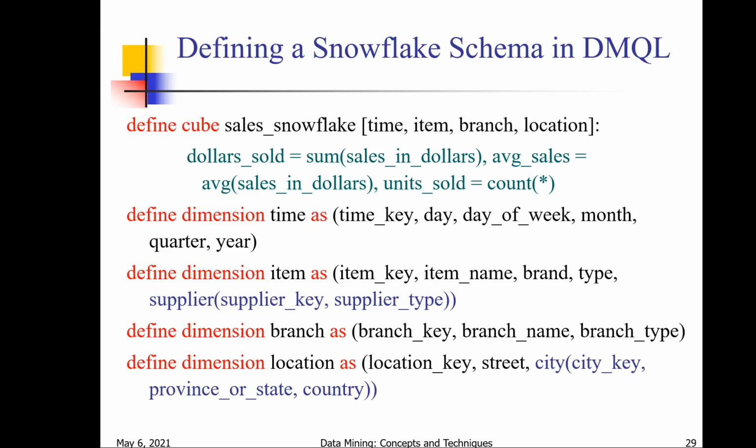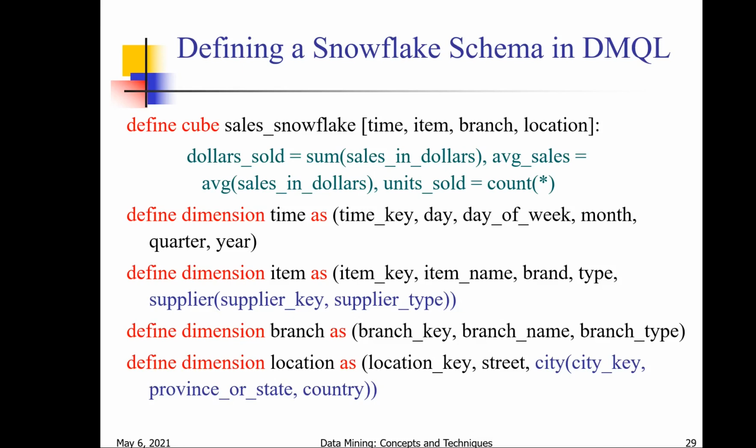So in that, the supplier table is there. So item is connected to supplier using supplier key. So that is supplier, again it consists of supplier key and supplier type. These are the attributes for the supplier table. So next, item key, item name, brand, type. These are the attributes of the item dimension table.